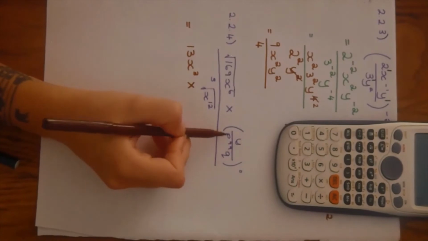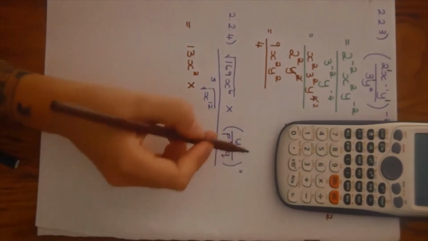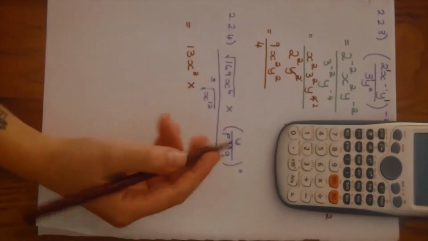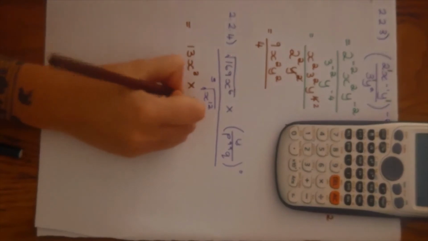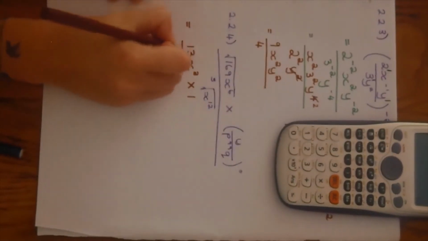Times by. Now this looks very complicated. It's y over p to the 99q, raised to the 0. But remember, anything raised to the power of 0, doesn't matter what it is, just becomes 1. So that's actually super simple. We changed it from that to a 1.